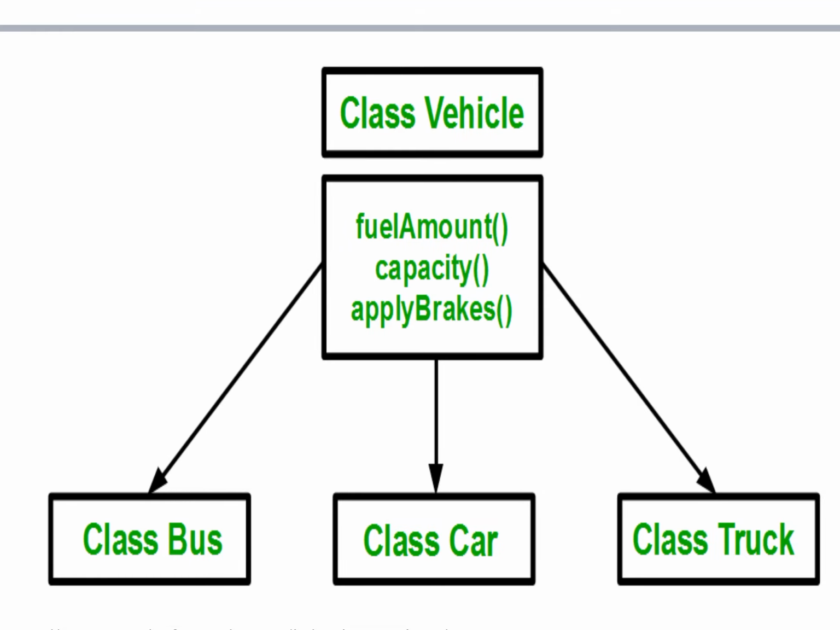Here I have shown the vehicle example. Class vehicle is a base class. There are 3 derived classes: class bus, class car and class truck. Class vehicle has common features: fuel amount, capacity, apply brakes. So class bus, car and truck are derived from the class vehicle. So this is also a real life example of the base class and derived class.